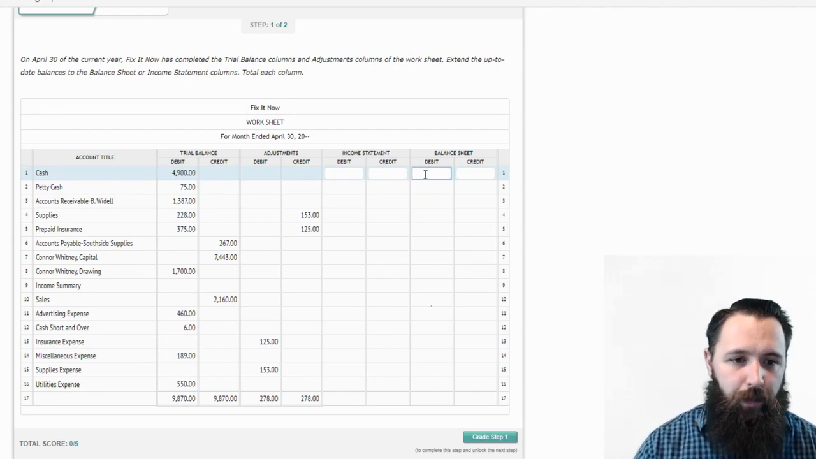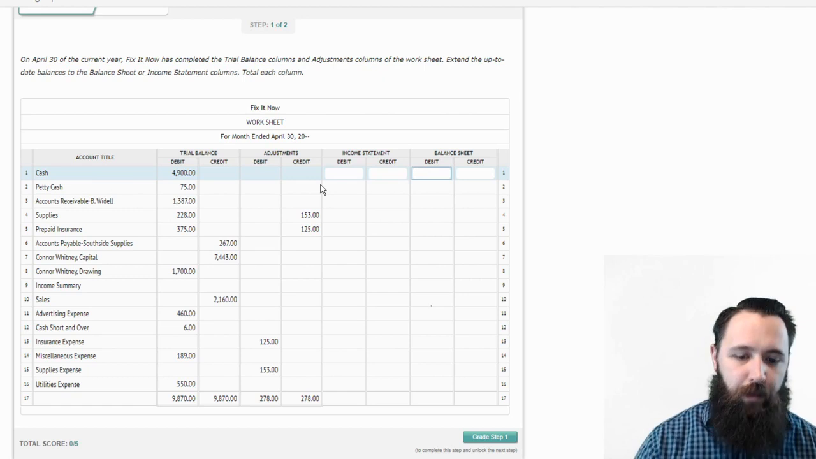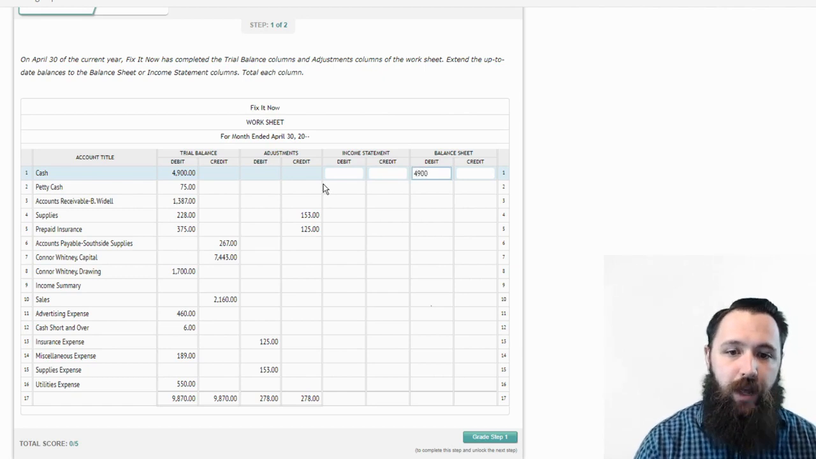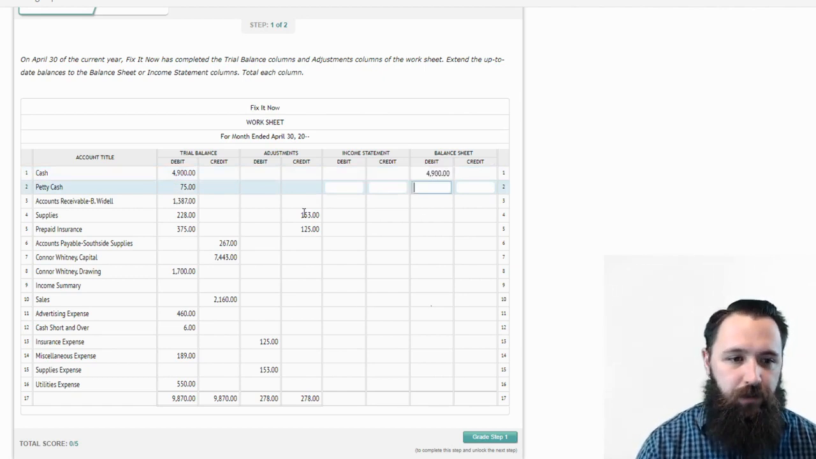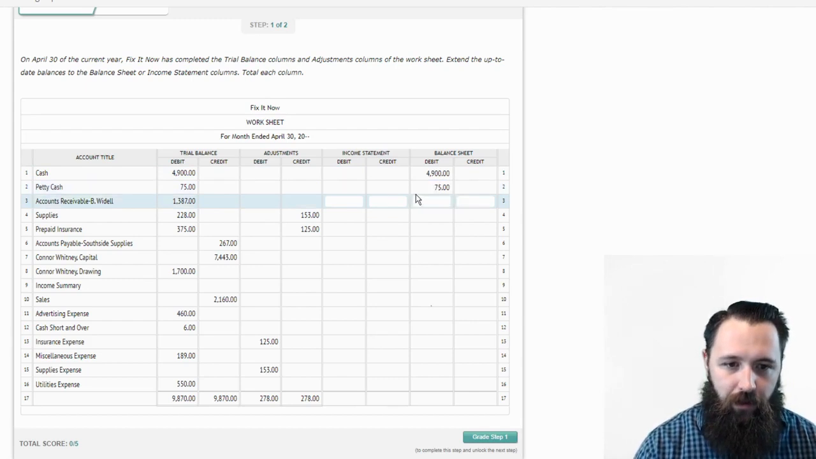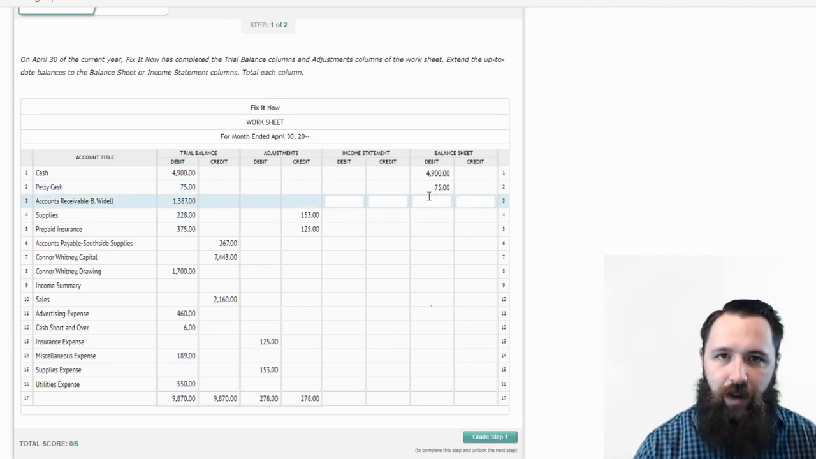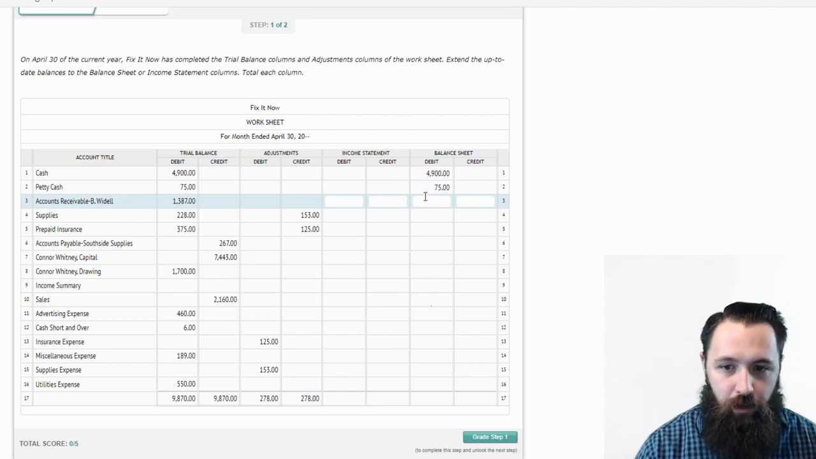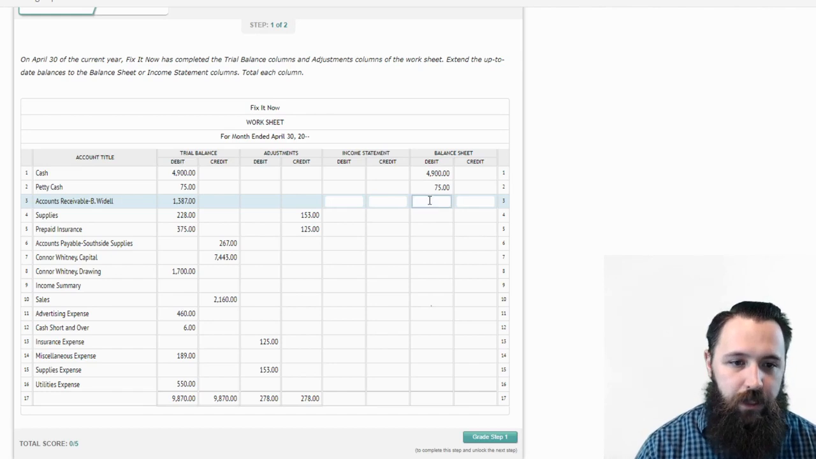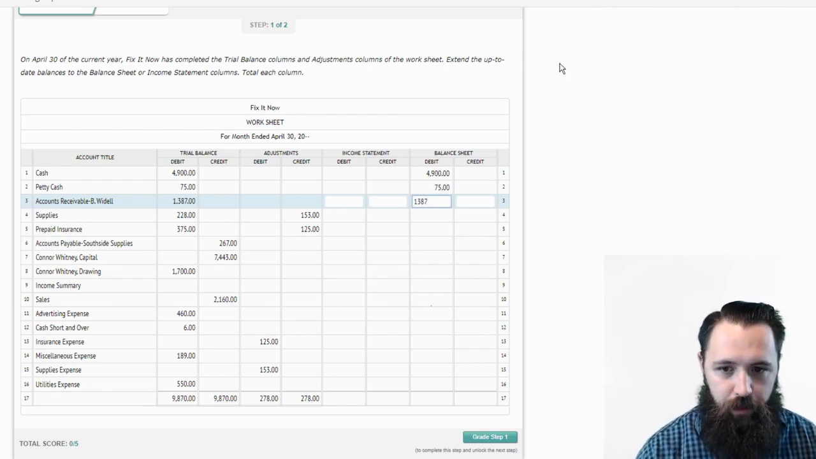First thing on our balance sheet, cash has a debit balance of $4,900. We just extend this over. Are there any adjustments for cash? No. So all we're doing is transferring over from one to the next. Petty cash is $75. It's a debit balance. We extend it to the debit column of the balance sheet. Accounts receivable, B. Whittle here, $13.87 as a debit. We just transfer that over.